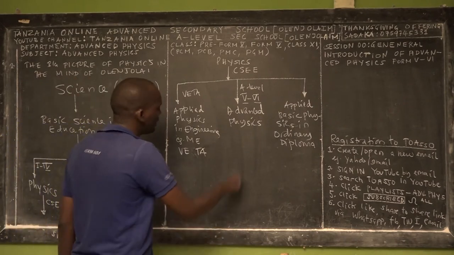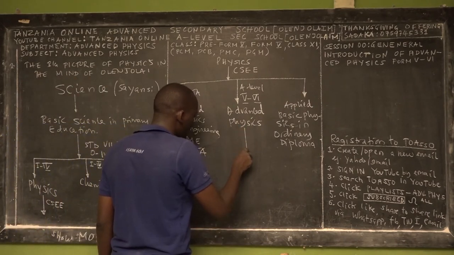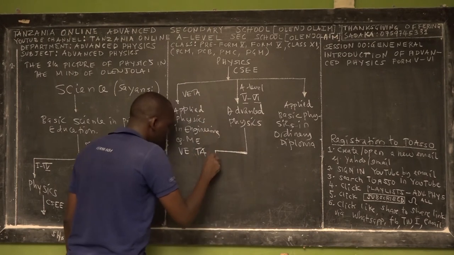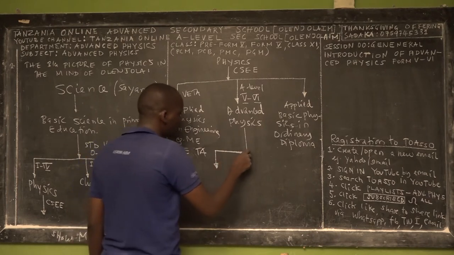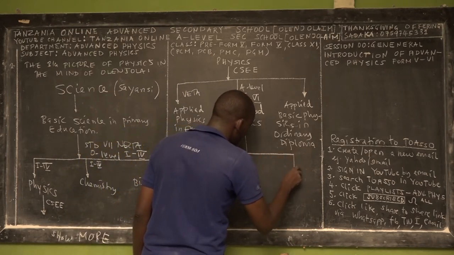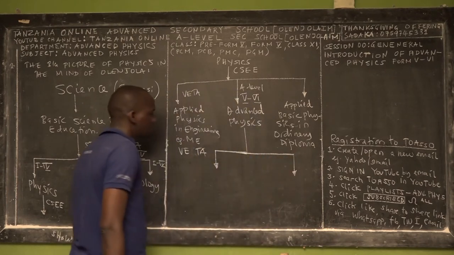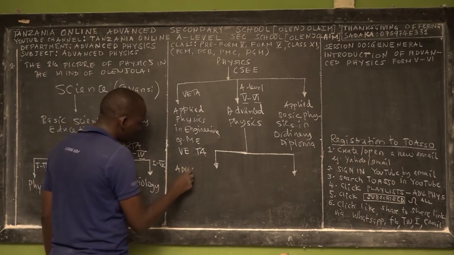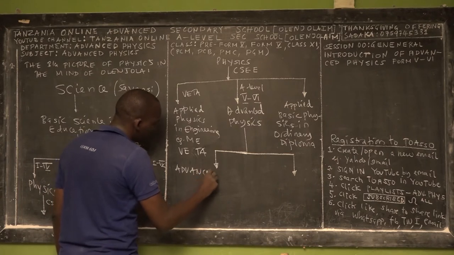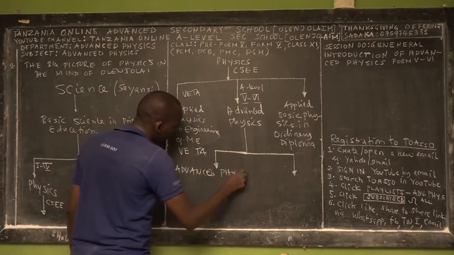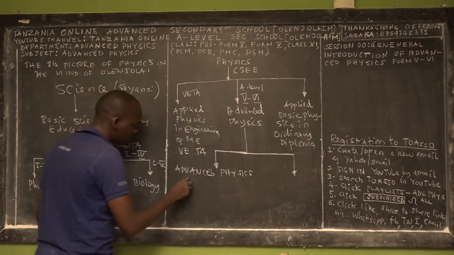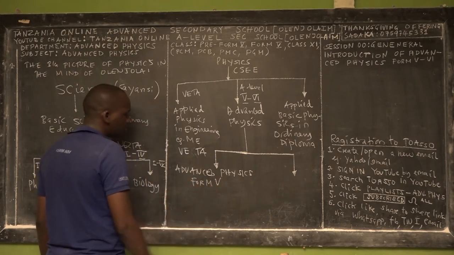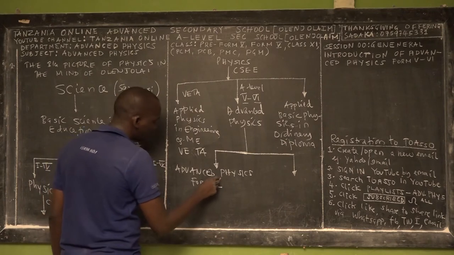So when you take the big picture of advanced physics, the subject of advanced physics is divided into two main subjects. Do you know them? Tell me in the comment section, please. The first one is called advanced physics form 5, the one that I'm teaching you right now.